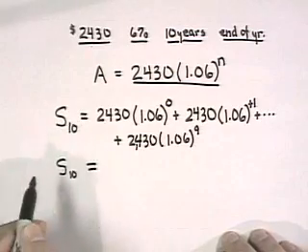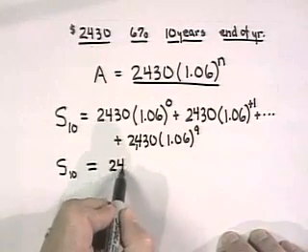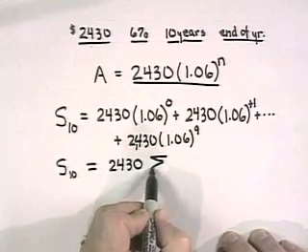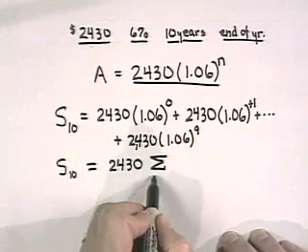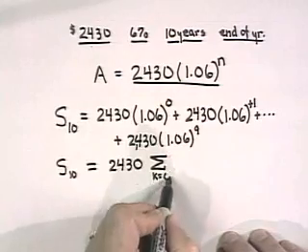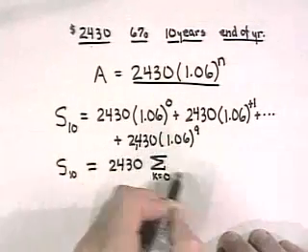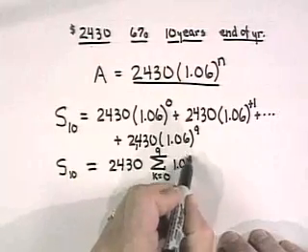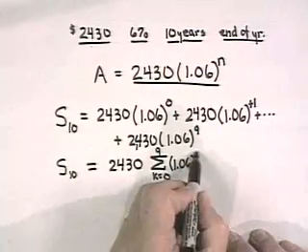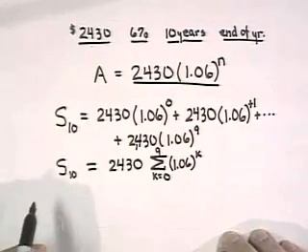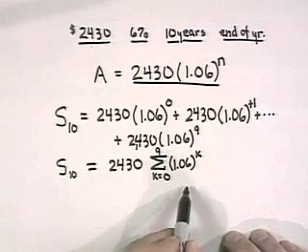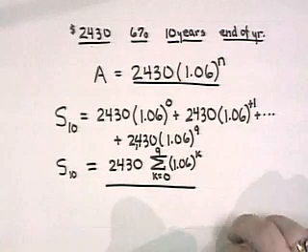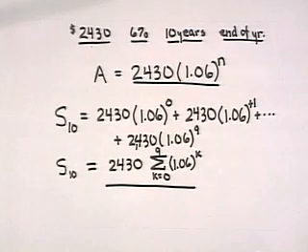The 10th sum would be $2,430, the individual payment, times the sum from k equals 0, the last payment, all the way up to 9 of 1.06 raised to the k power. In order to solve this problem, we'll go to our graphing calculator and enter this information into the sequence values.